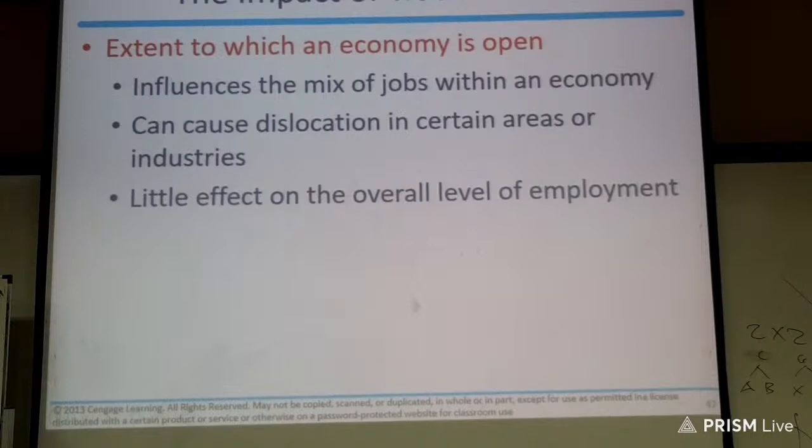So it can cause dislocation, but little effect on the overall employment. Because more companies are opening. Which type? Capital intensive. Opposite for China. Opposite for Vietnam. Opposite for Cambodia. Labor, so much labor in Cambodia. If you're trying to open factories using capital, you will not make money in Cambodia. You must open factories that use labor. Do you understand now? Yeah.